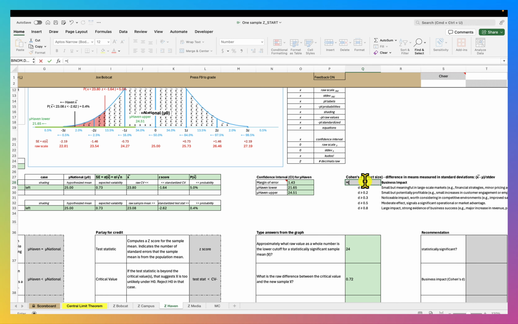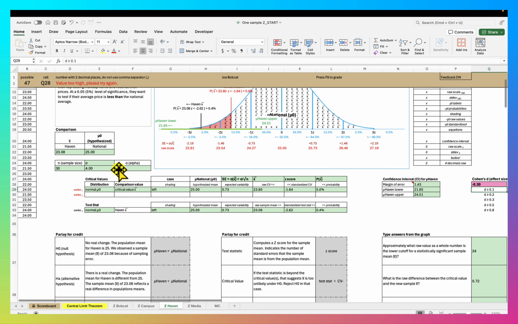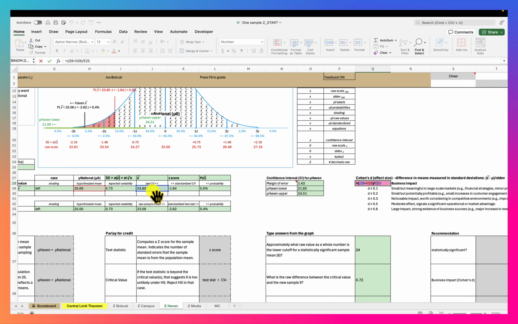So equals x bar minus mu divided by the standard deviation. Somehow I made a mistake. Let's see. Oh, because that's not x bar. That's x bar. Maybe I probably should have picked this mu too. Not that it matters. There it is. Negative 0.48.